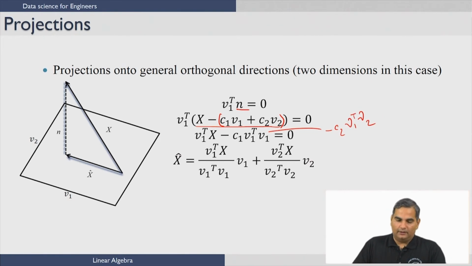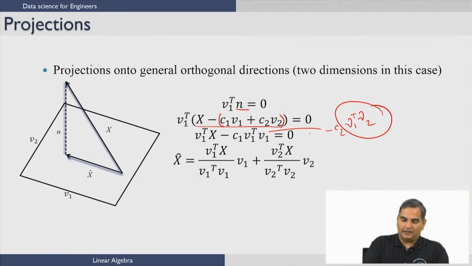Now, as the first case, I am going to show you how you do projections onto orthogonal directions. If these two directions are orthogonal, the basis vectors themselves are orthogonal, then we know that this term will be 0. That is the reason why this term drops out, and I have nu 1 transpose x minus c 1 nu 1 transpose nu 1 equals 0. Take this to the other side and then bring nu 1 transpose nu 1 to the denominator, then you will get c 1 equal to nu 1 transpose x divided by nu 1 transpose nu 1.